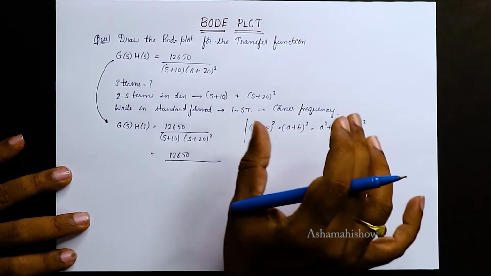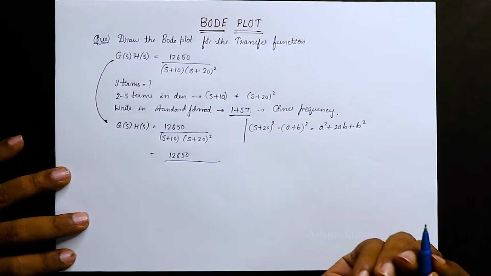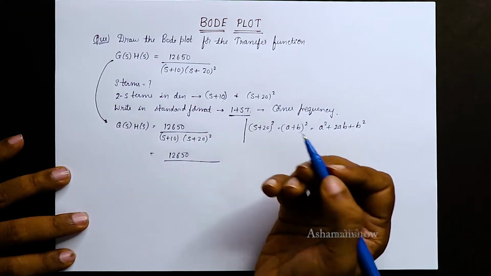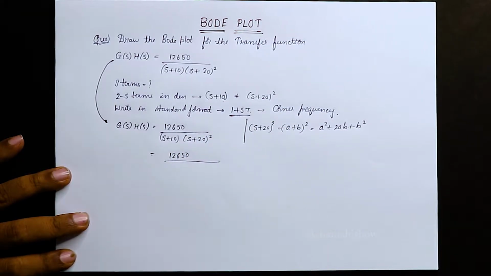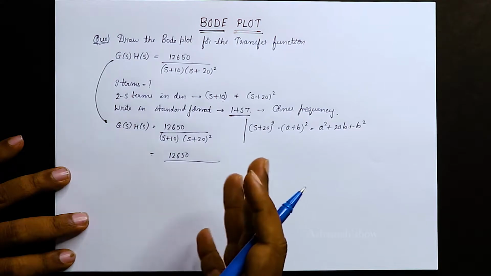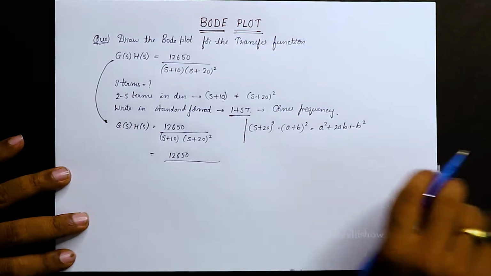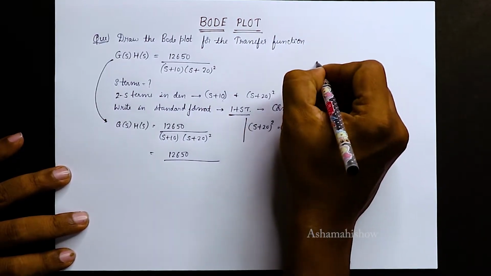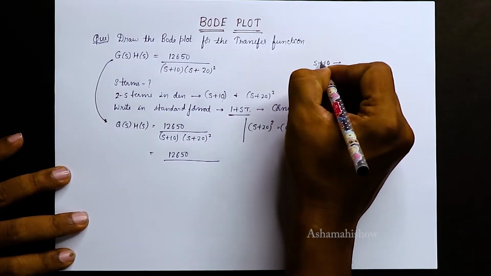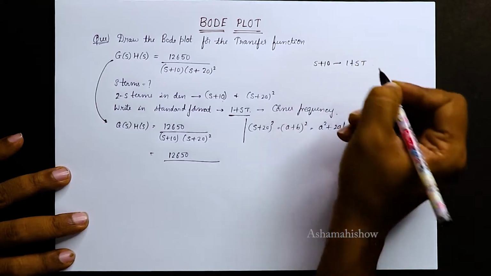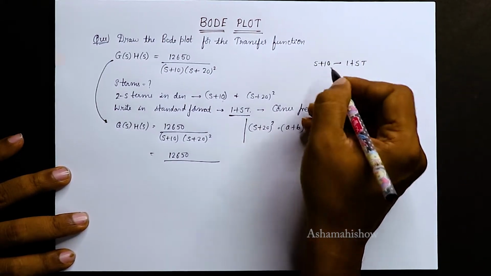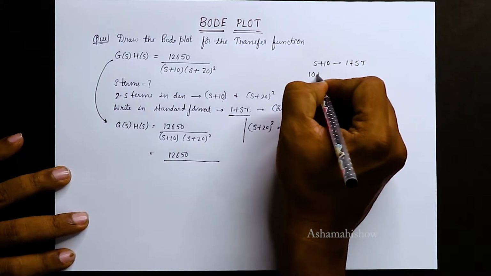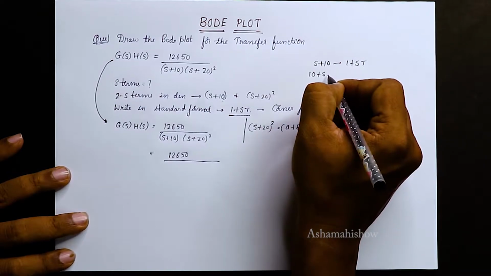Now, to write in the standard 1 plus s t format, s plus 10 has to be written in 1 plus s t format. So how will you write that? Let me take another pen. s plus 10 should be in the format of 1 plus s t. Actually, if we reverse this, it is like 10 plus s. So it should be like the 1 plus s t format.